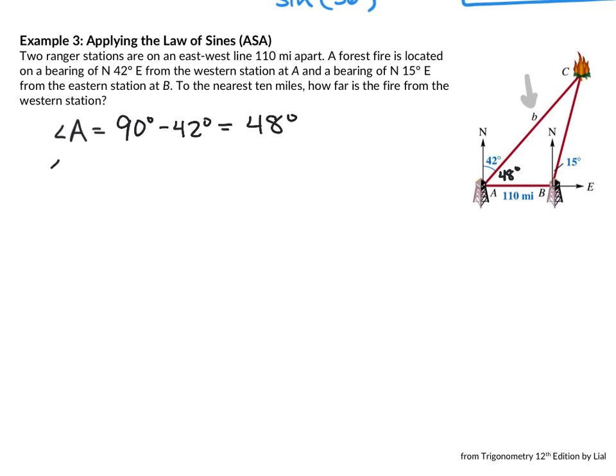If we find B, which I know we need for that proportion, B looks like it has a 90-degree angle here, but then it is beyond that 90-degree angle by that 15-degree bearing. So what should I do to find the full angle B?